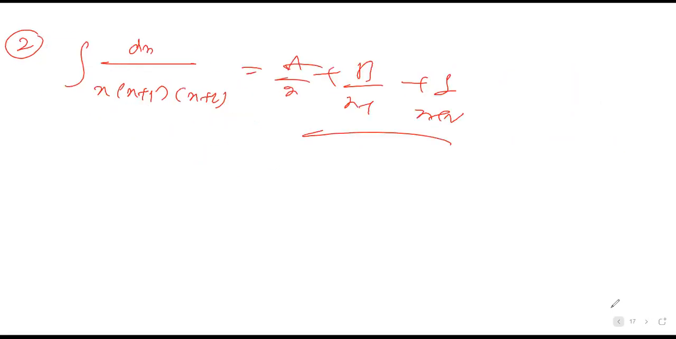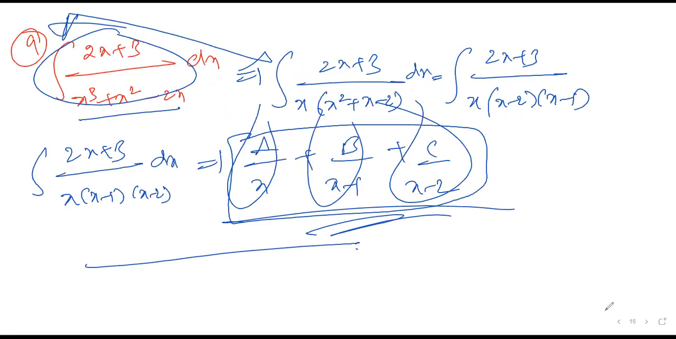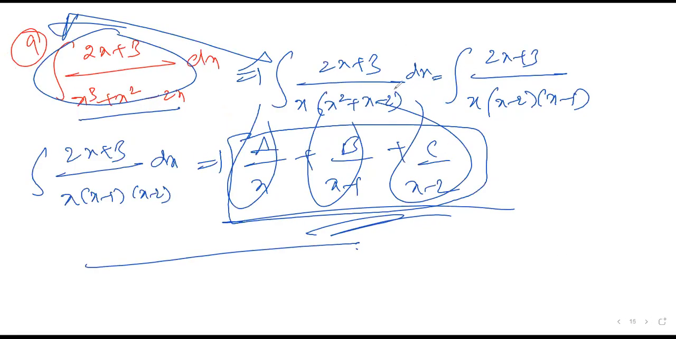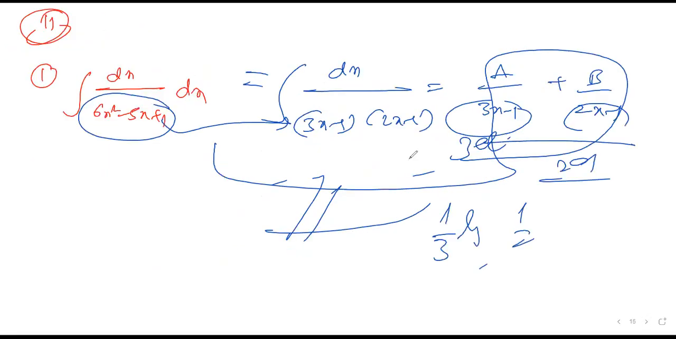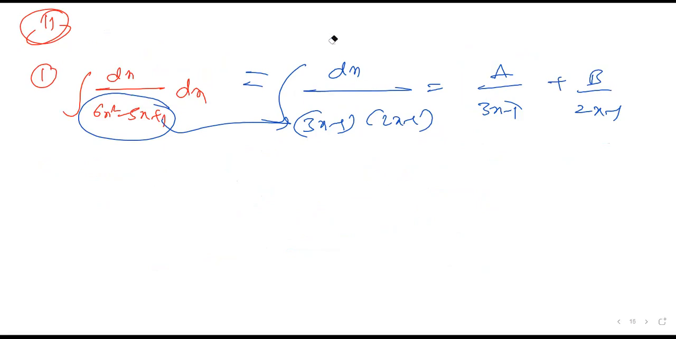The third is also very simple, the second also very simple. When you move to the first one, it is a little interesting part. After finding ABC, how to make it out? This is splitting the terms.